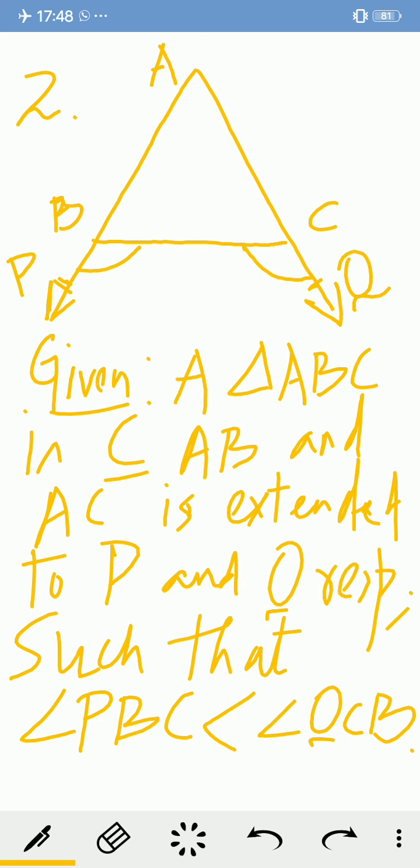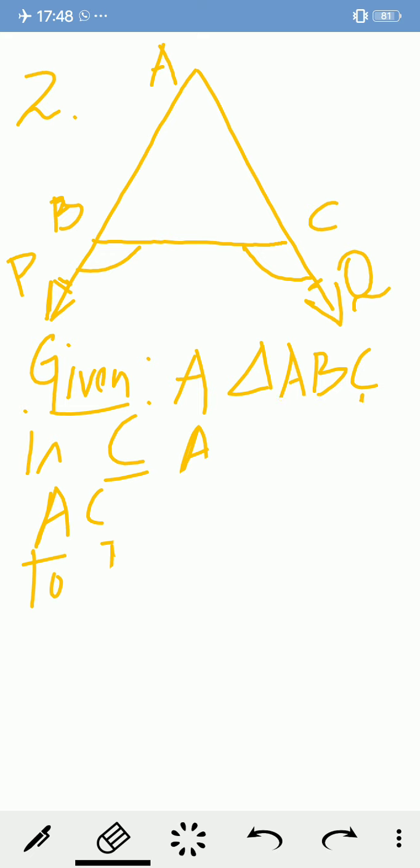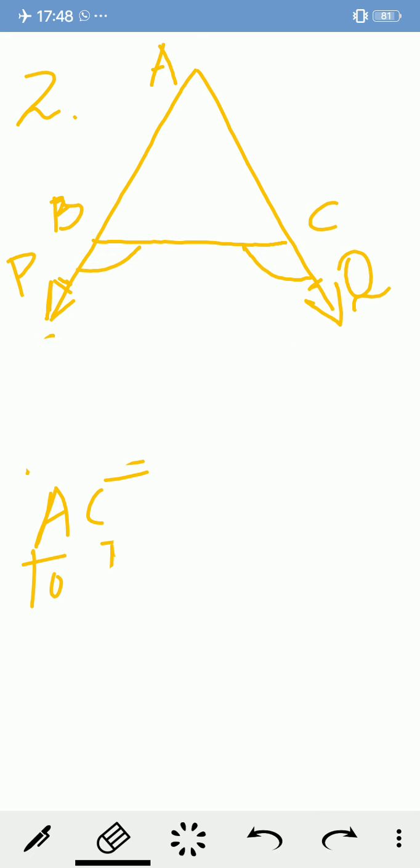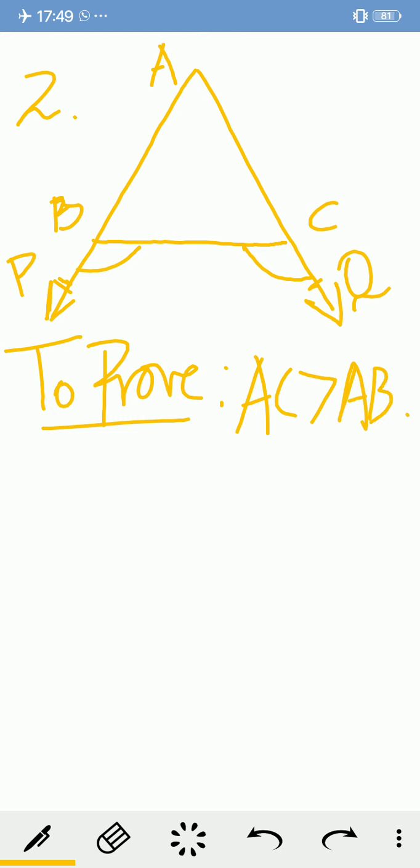Okay. Now what are we going to prove? Let me rub this. We're going to prove that AC is greater than AB. AC is greater than AB. This is what we are going to prove. Let's have the proof now.